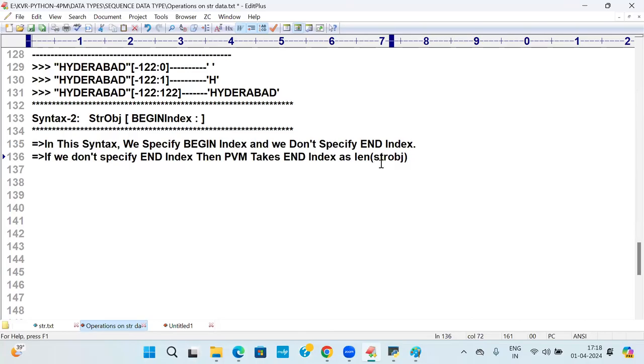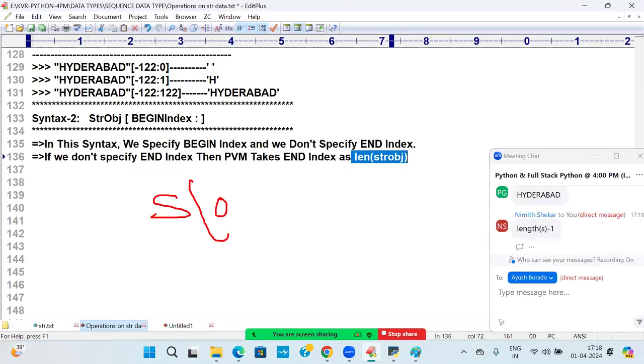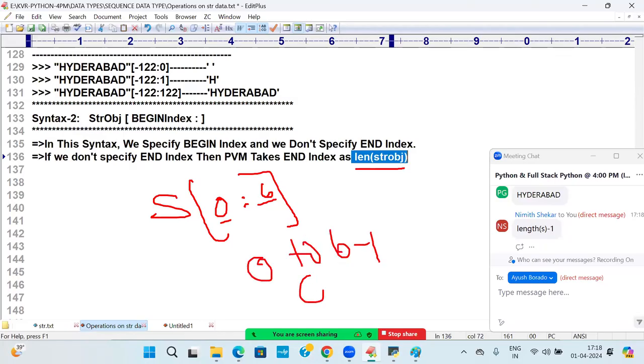When it takes the end index as len of strobj, it will apply the first syntax also. What is the end index? If I take s of 0 colon only, I am specifying the begin index, but I did not specify the end index. What is the len of s? 6. So what is the answer now? 0 to 6 minus 1, that is 0 to 5.